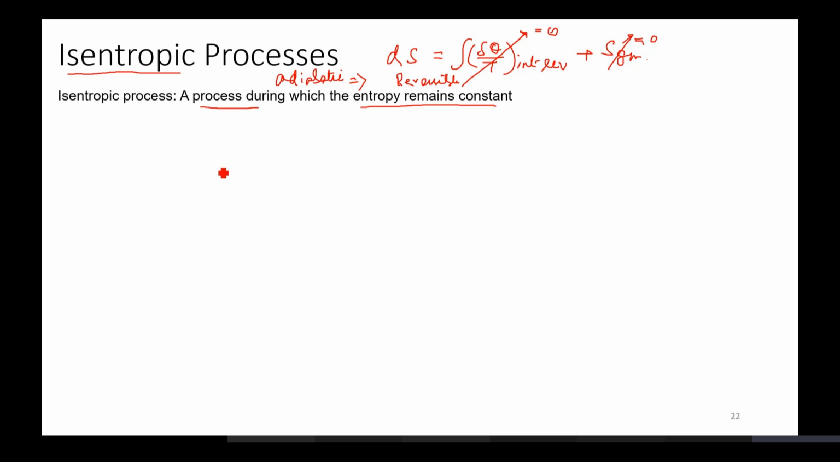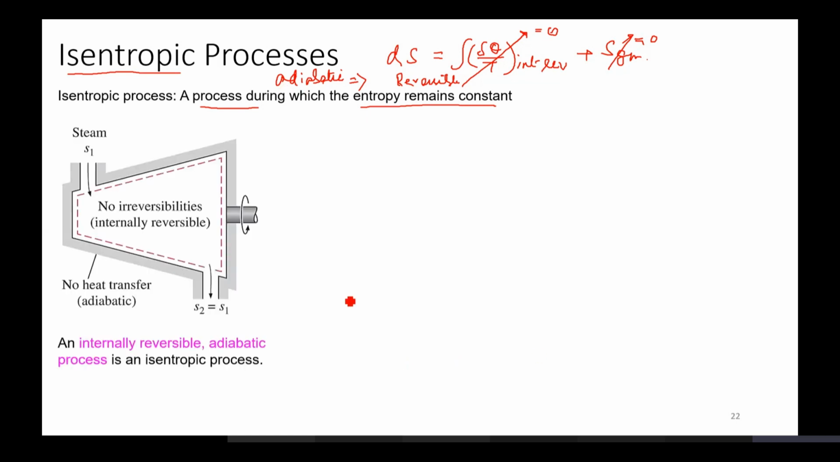So in other words, if I have an adiabatic reversible process, that means the entropy generation would be what? An internally reversible adiabatic process, you will have isentropic process. That means ds, or change in entropy, would be equal to 0. Steam entering into a turbine at S1, there is no irreversibilities within the system, that is internally reversible. There is no heat transfer taking place, that means your system is adiabatic. In such a case, the entropy at the final state would be same as the entropy at the initial state. Clear enough?